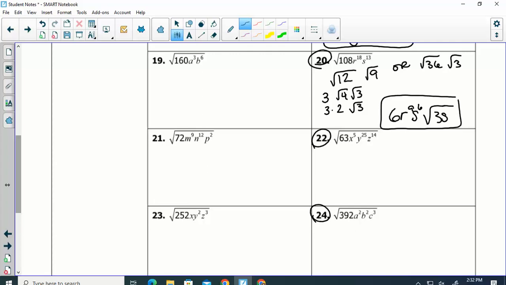Alright, 63, what did you break it into? 9 times 7. So square root of 9 is 3, and we still have a square root of 7. If we have 5 x's, how many groups of 2? 2. How many leftovers? 1. If we have 25 y's, how many groups of 2? 12. And 1 leftover. 14 z's, so we can make 7 groups of 2 and none left over. Sorry, that was kind of sloppy. That's a z to the 7.